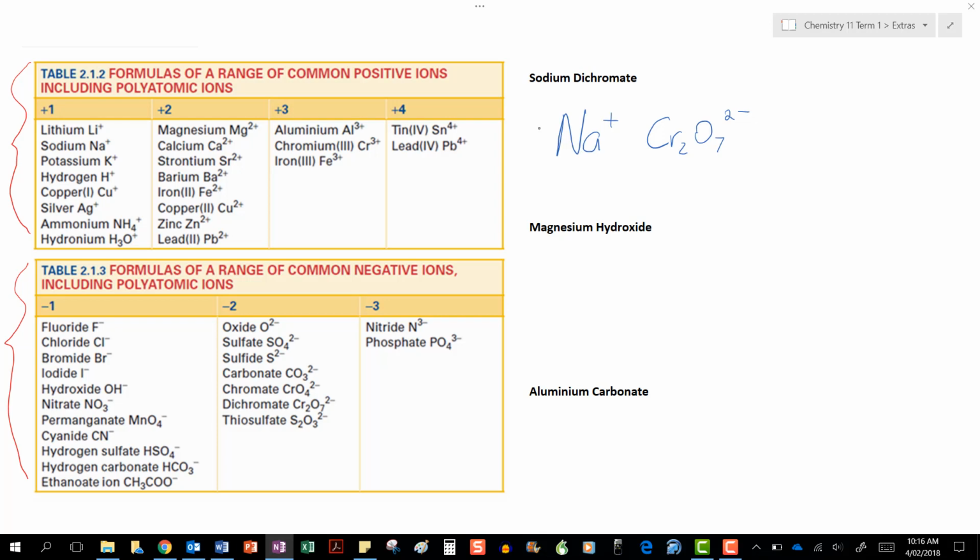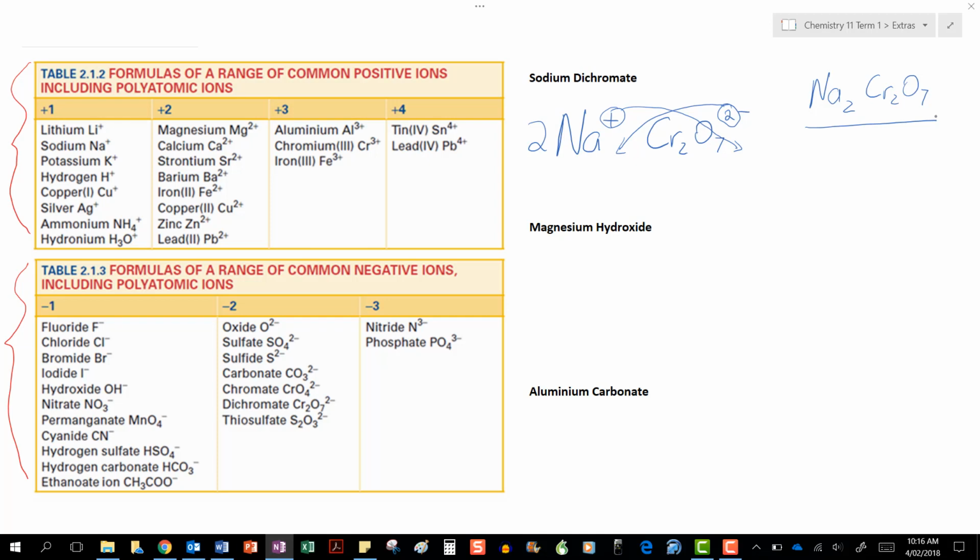Now using the concept of we need to form a compound with no overall charge, we can easily see that we're going to need 2 of the sodiums to get a 2+ on this side to cancel the 2-. Or alternatively, we can cross multiply. We bring the 2 down here and the 1 down here. So we end up writing Na2Cr2O7. Now remember, we don't need to put a 1 because the fact that we wrote it down tells us that there is something present. So this is sodium dichromate, a neutrally charged compound.